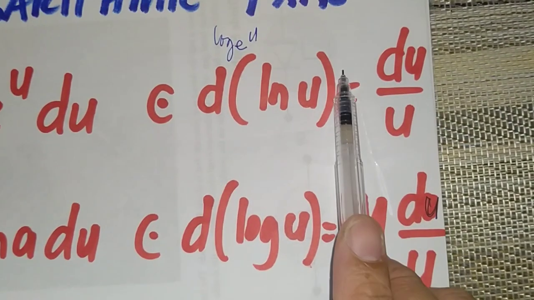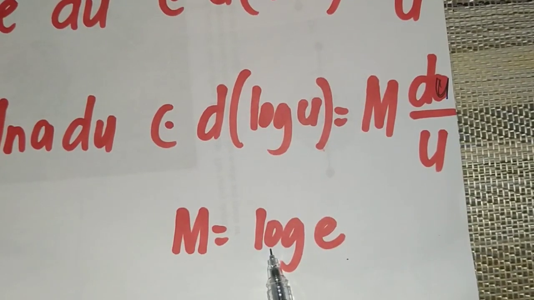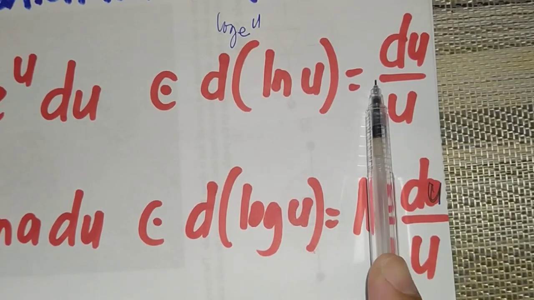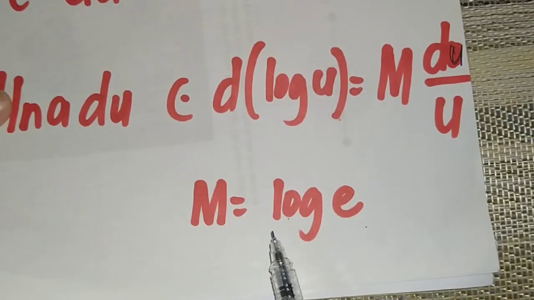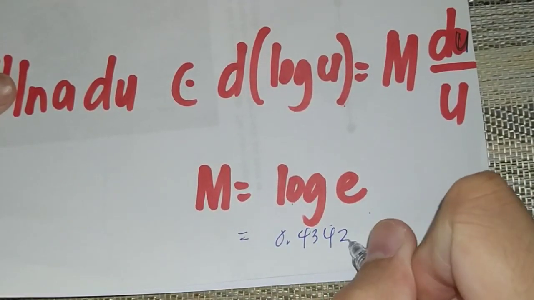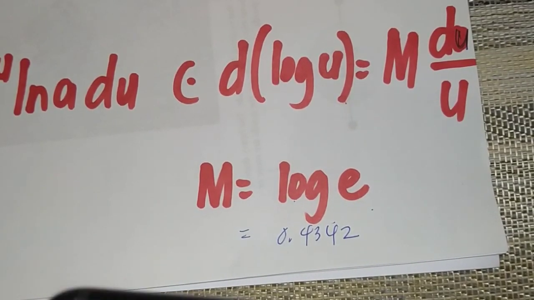So in that case, kung magkakaroon ako dito ng ln e, kasi nga na-derive nga lang, sabi dito ang m is log of e, so ibig sabihin ang m nito is ln of e, which is actually 1 din. So log of e is, if I'm not mistaken, 0.4342. If I'm not mistaken. So let's try. Ano ba ang value ng log of e?